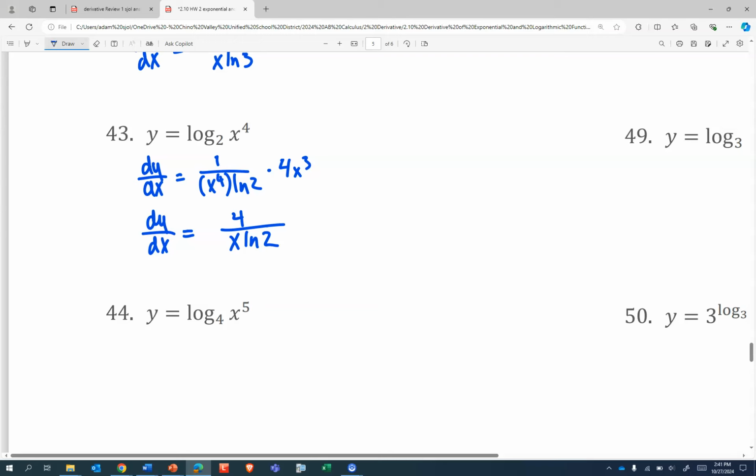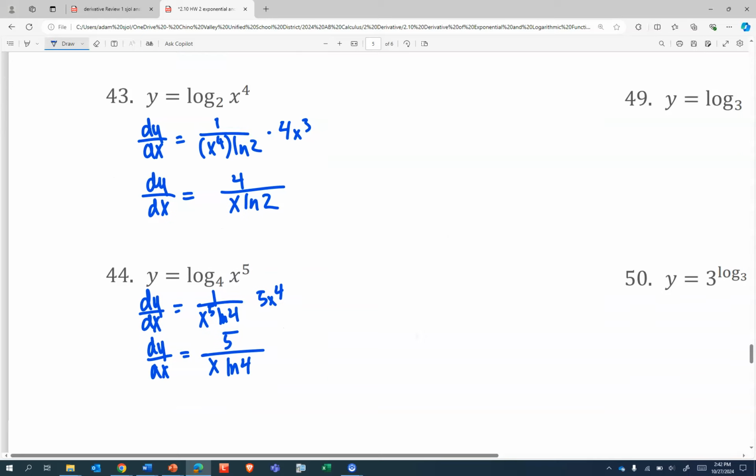So I assume this is going to be 5 over x natural log of 4. Let's see. So 1 over x to the 5th, natural log of 4, 5x to the 4th. 5 gets left over in the numerator, x in the denominator, natural log of 4. Nailed it.